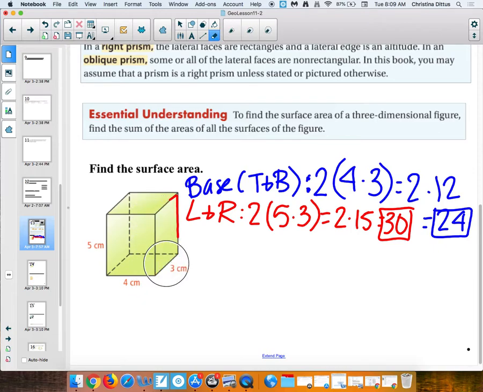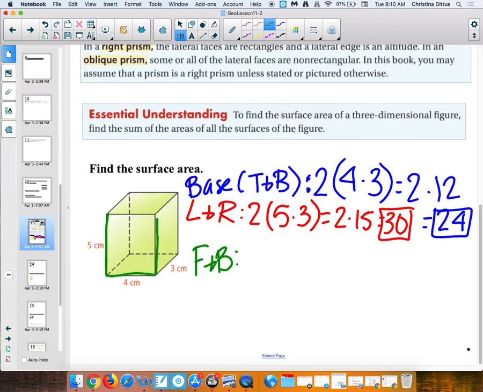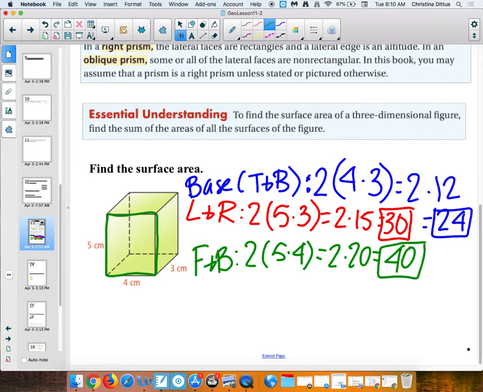Okay, and then the last one. So I have top, bottom, left, right. The only thing that's left is my front and back. What shape's my front and back? A rectangle. What are its dimensions? 4 by 5. We got a rectangle again. How many of them do I have? Two. So I got two that are 5 by 4. So I have 2 times, which is, okay.